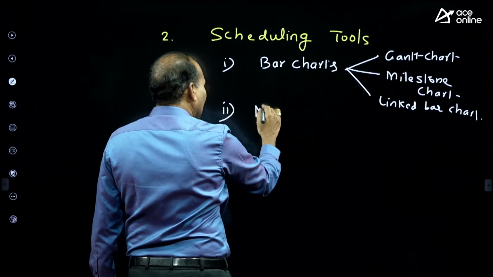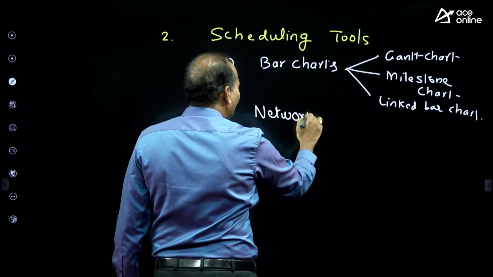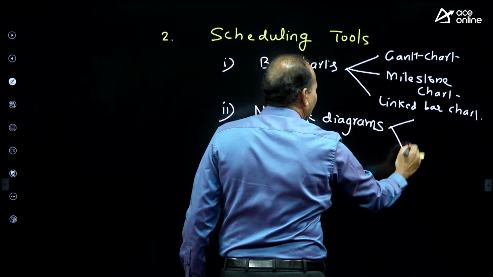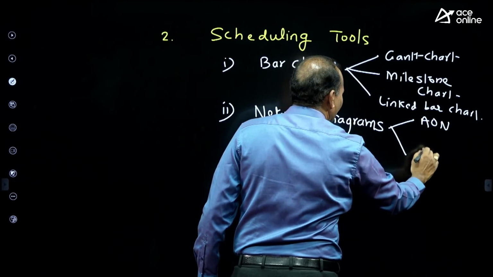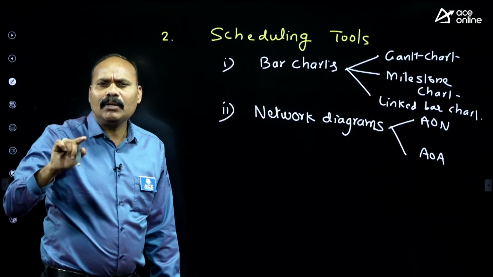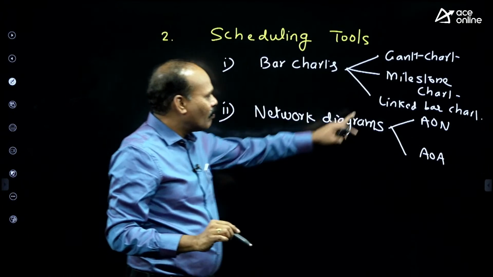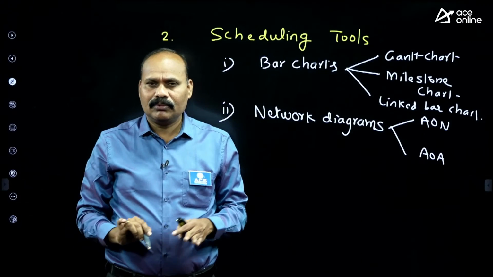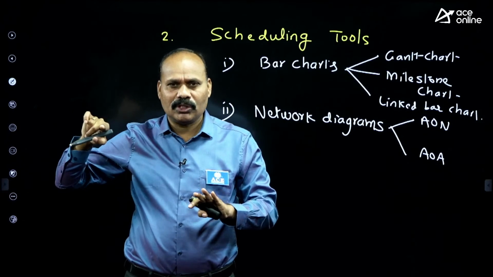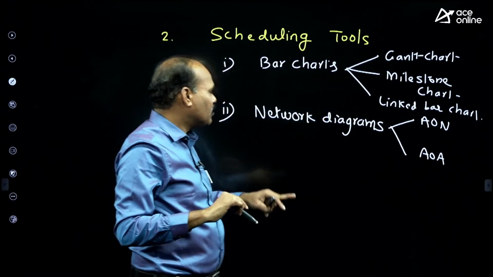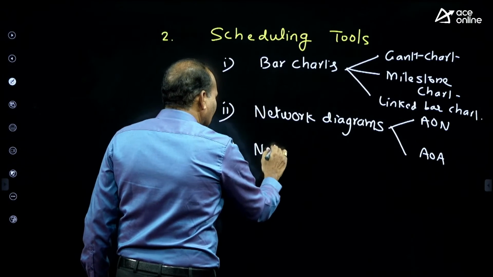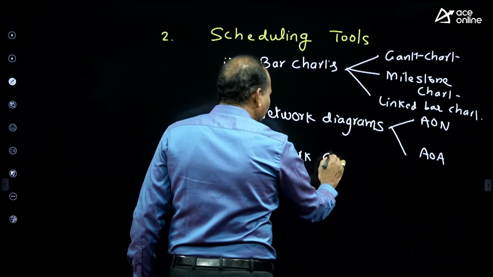Next, network diagrams. Under network diagrams, we had two versions, AON and AOA. So you have to finish this. 99.99% of the questions come from limitations of bar chart. Most of the ESE papers will have limitations of bar chart questions. And network construction rules. Questions generally come from network construction rules, that too the AOA diagram.